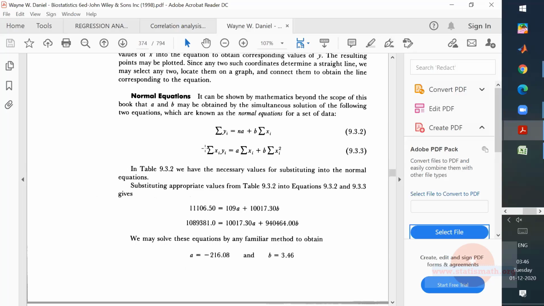So you have these two equations, 9.3.2 and 9.3.3, and you have all the other values. When you plug in those values, like sum y and sum xy, and n is 15, and b summation xi, these two equations will form into two equations like this. This is another example, but I'm talking about the present example that we are dealing with. And then you can solve for A and B simultaneously. So this is one way of doing it.